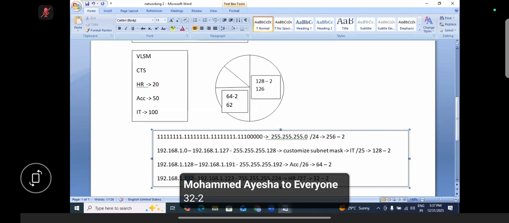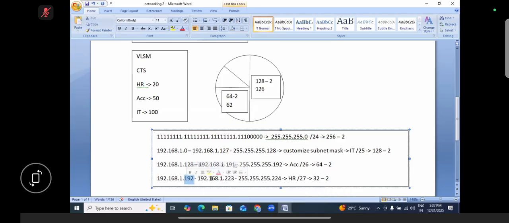Always we are going to start from 192. 192.168.1.192 to 192.168.1.223. This is the network ID and this is the broadcast ID. In between, how many valid addresses will we have? 30. 30 valid addresses we are going to assign for HR, and we are going to assign the CIDR for them. Otherwise, this is a customized subnet mask. I hope you're clear, guys.